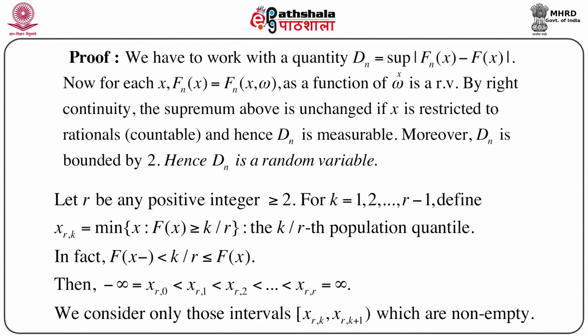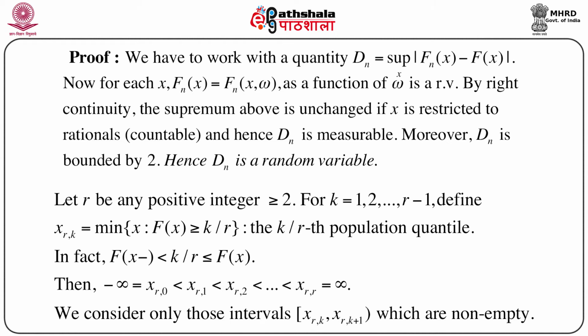So it is clear that as a function of omega, F_n(x, omega) is a random variable. Now right continuity of the supremum indicates that the above is unchanged if we restrict the values of x to be rationals. Rational numbers are countable, so that immediately indicates that D_n is measurable. What we are trying to show here is whether D_n is measurable or not, and this is immediately clear from the fact that F_n(x) is a random variable as a function of omega, and if we take x as rationals, or countable, then naturally D_n is measurable.